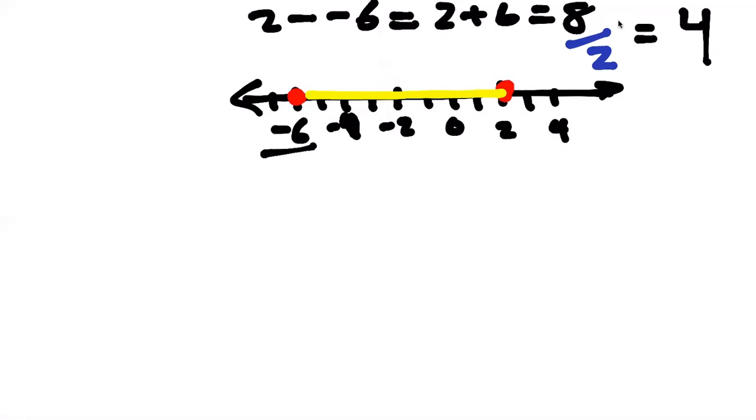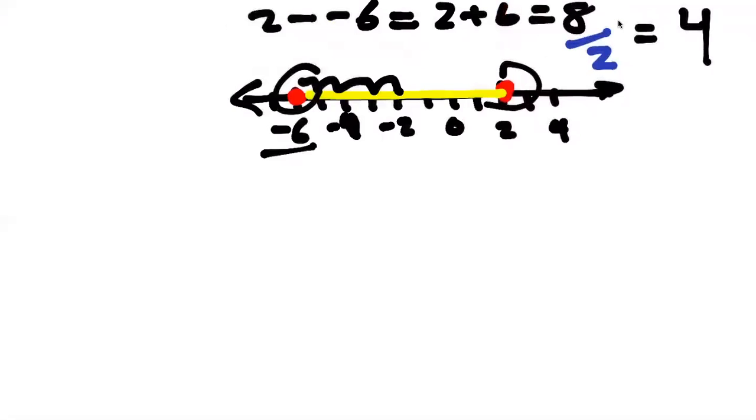If I divide that in half, you do get 4. That means that if I go 4 units to the left of this one, or 4 units to the right of this one, I'll find my middle. If I go 4 units to the right of negative 6, I just go 1, 2, 3, 4. That means this point right here is my midpoint. It is 4 units away from both of my endpoints.